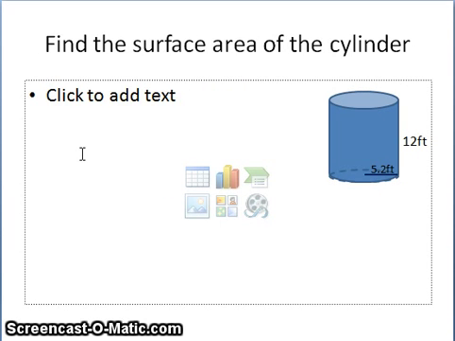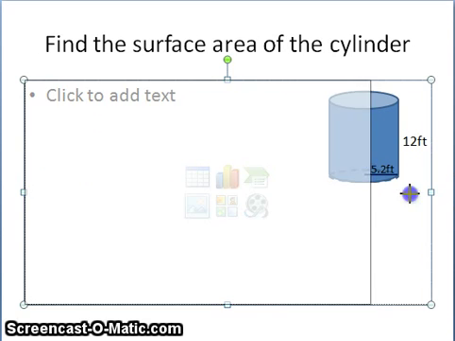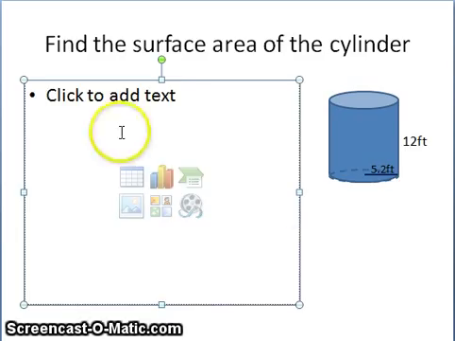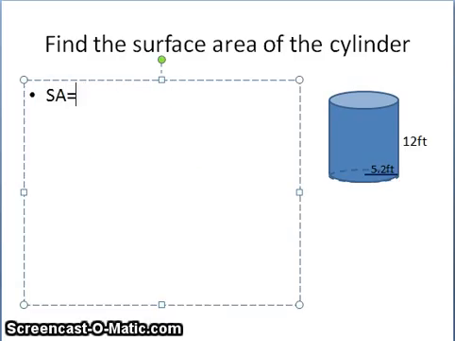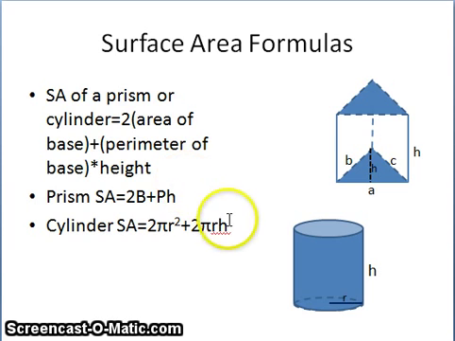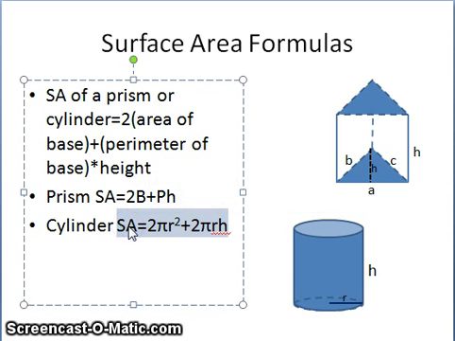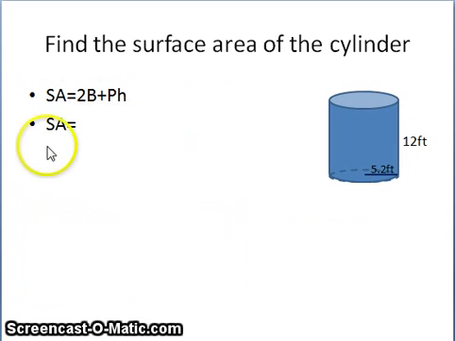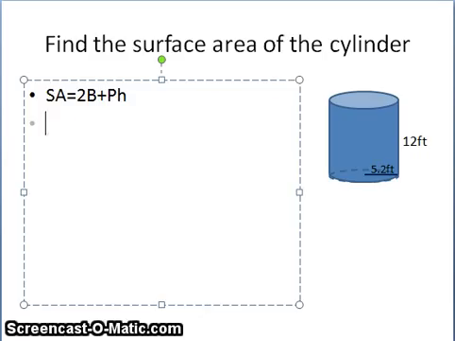Alright, so this one is a surface area of a cylinder. But remember, it's still the same idea. And this time I think I'm going to start with saying this. It's 2 times the base plus the perimeter times the height. And I'm going to say, okay, remember I have that formula over here, right? So I'm going to actually just go ahead and grab that formula and put it right here.